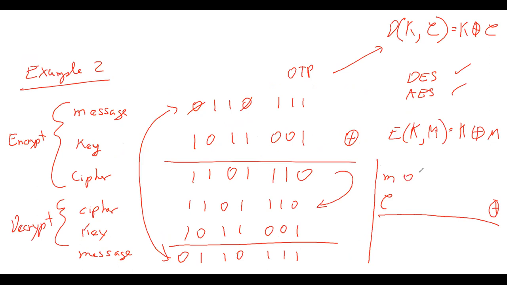So M is 0110111. Correct? Cipher is 1101110. Correct? I'm not missing anything. What is the result of XORing that? Let's see. So the XOR of this one is what? 1 0 1 1, yeah? What about these two? What are they? Karen? The last ones are gonna be 001. 001. Okay, so now the question, this is supposed to be the key. Does it match our key? 1 0 1 1 0 0 1. Karen wins. Good job, Karen.